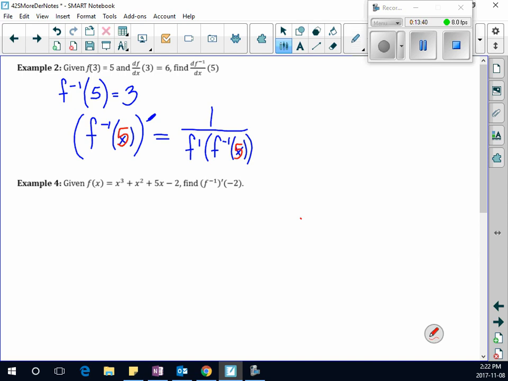And what's the inverse of 5? So this is equal to 1 over f prime of 3. And f prime of 3 is 6. So this is 1 over 6. Final answer.